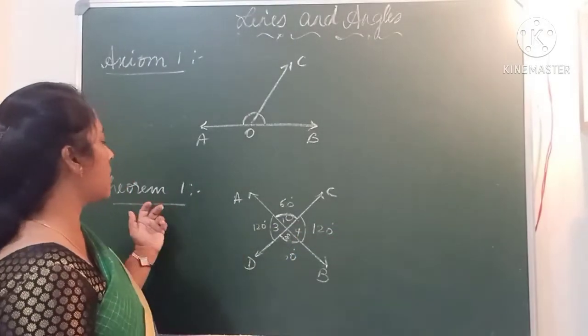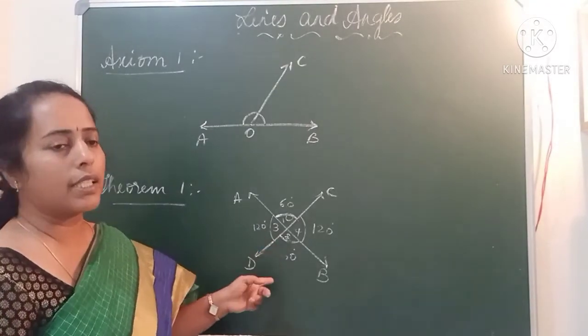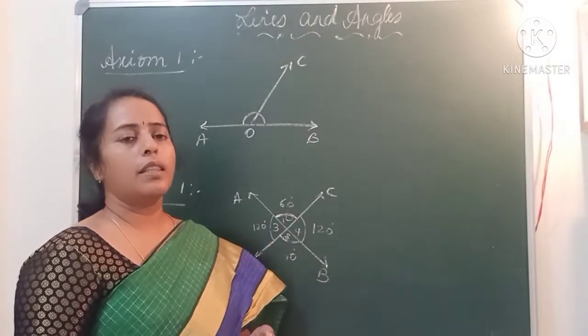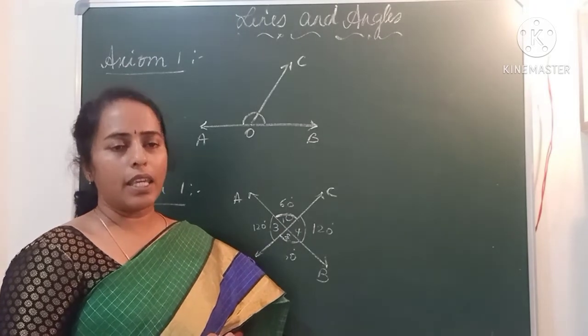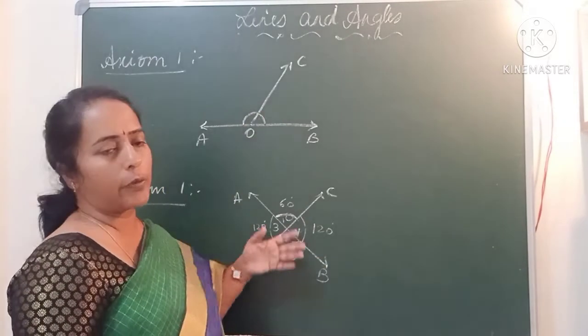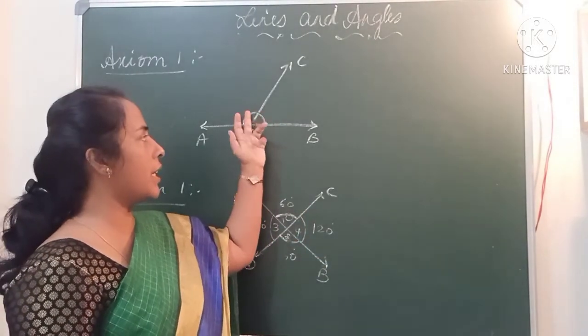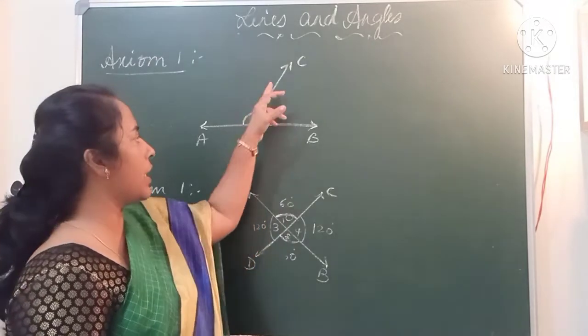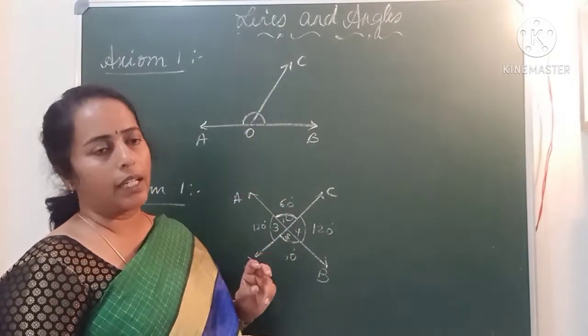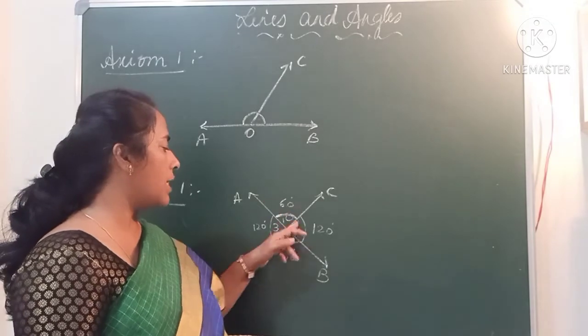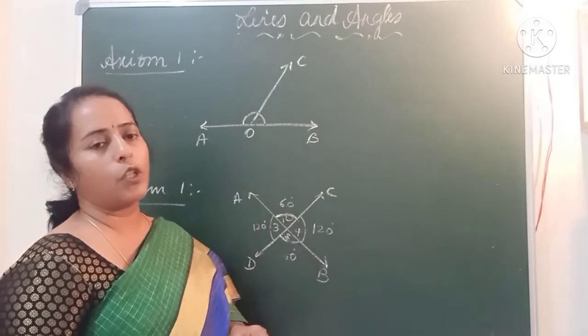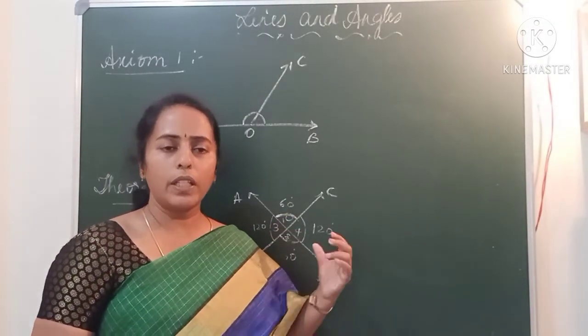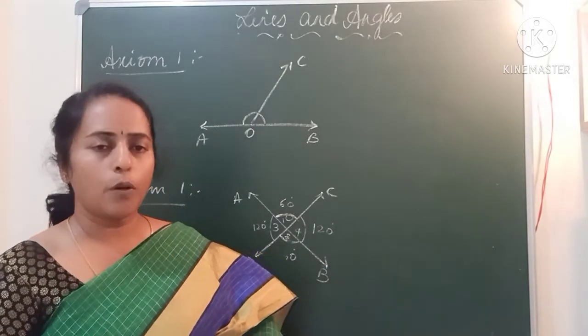So according to this theorem, if two straight lines intersect at a point, then the vertically opposite angles are equal. We need these two statements. The sum of adjacent angles is equal to 180 degrees when a ray stands on a straight line. When two lines intersect at a point, the vertically opposite angles are equal. We need these two statements to solve the problems.